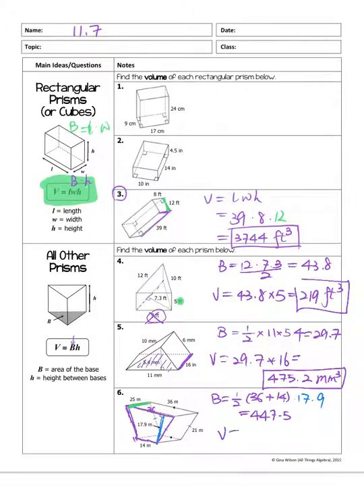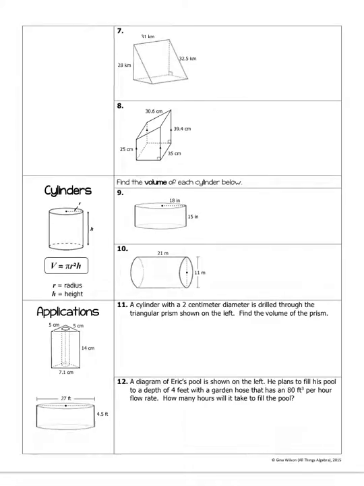And then the volume is simply the base multiplied by the height of the prism at 25. Your final answer is 11,187.5 cube meters. Okay. I'm going to leave 7 and 8 for your own practice.